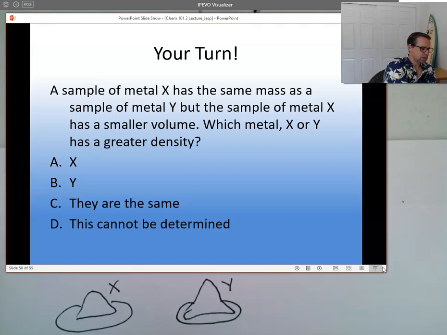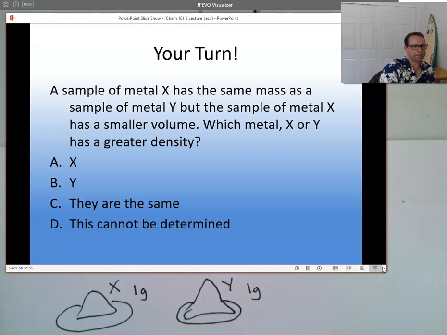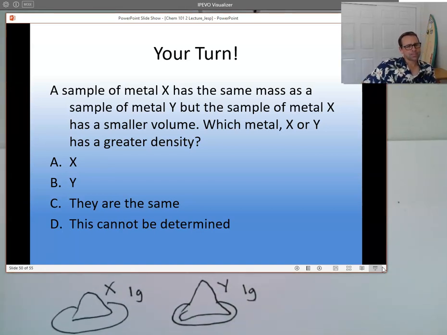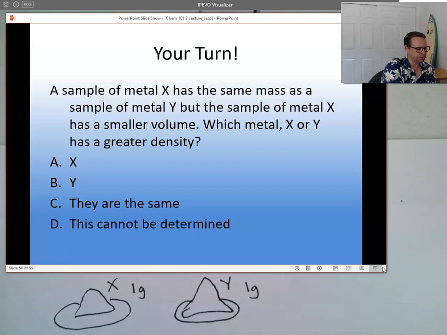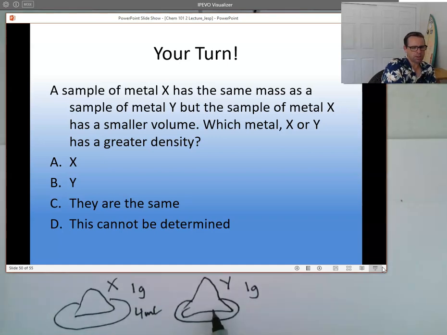Mass. So let's say that they both weigh, just for example, 1 gram. Give me a number for the volume of X. We can make up any number. 4 milliliters. What's the volume of Y? 5? Yeah, it just has to be some number larger.